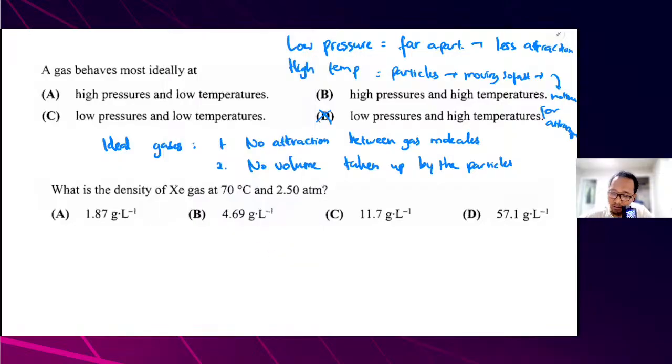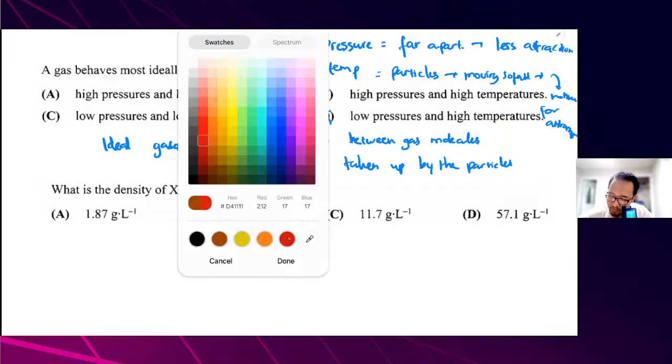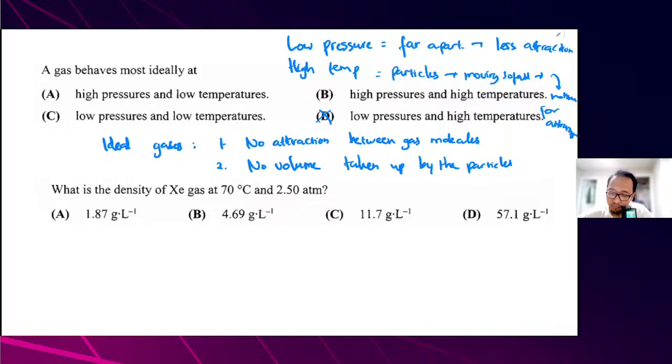Okay, let's take a look at the conclusion. The first option is high pressure and low temperature. If we have high pressure, the particles will be much more crowded, and then there is more interaction, which is incorrect for the ideal case.